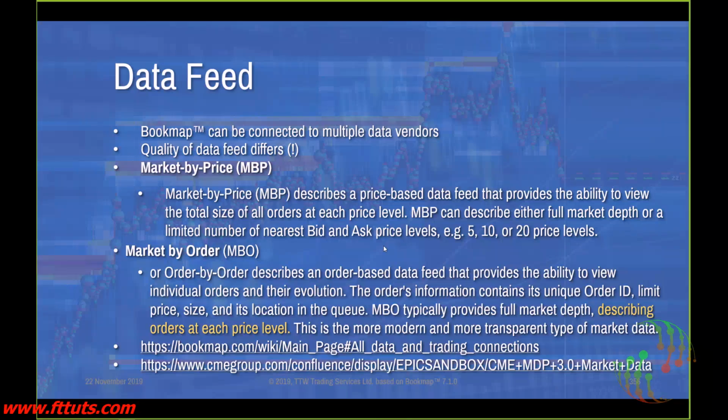Market by order describes an order-based data feed that provides the ability to view individual orders and their evolution. The order information contains its unique order ID, limit price, size and its location in the queue. Market by order typically provides full market depth, describing orders at each price level. This is the more modern and more transparent type of market data.